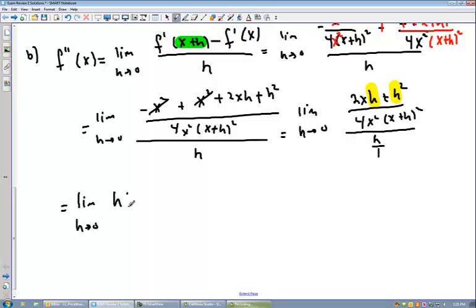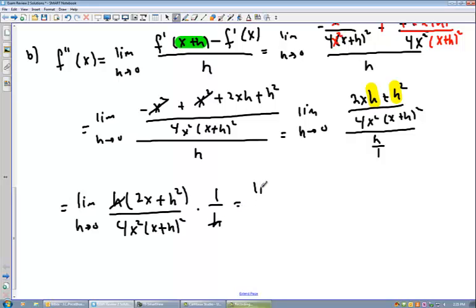So on top I have factor out the h, so I have 2x plus h, all divided by that common denominator, 4x squared, and then the quantity x plus h squared, and then times a 1 over h. Here's where the h's will cancel, one on top, one on bottom. And notice I still have the limit, so equals the limit as h goes to 0. You can't drop that off until you plug in h equals 0. And so I have 2x plus h on top, all divided by 4x squared times the quantity x plus h squared.